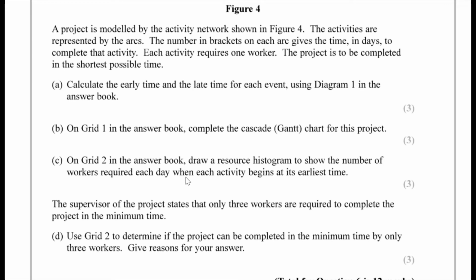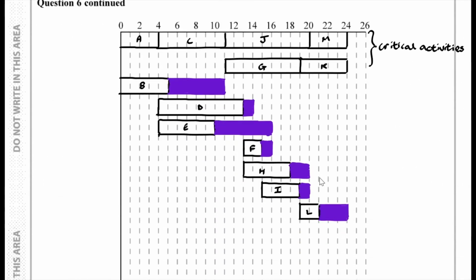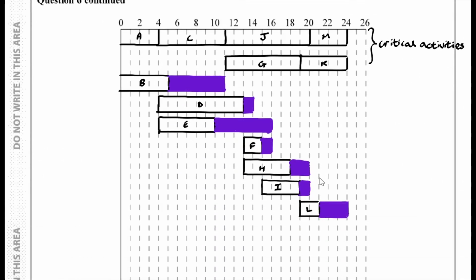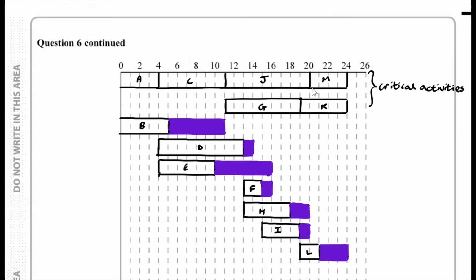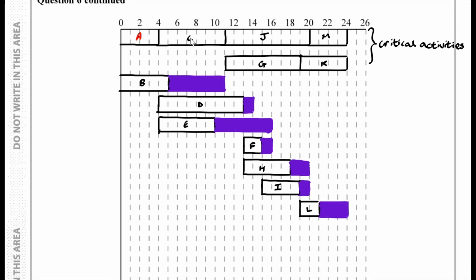Now, part C, we have to draw a resource histogram to show the number of workers required each day when each activity begins at its earliest time. I think this is actually a fair bit of work, so I think using different colours will actually help in this situation. So I think what we'll do over here is we'll label the colours. So we'll start off with A, and then we'll go C, and then we'll go J, and then we'll go M.